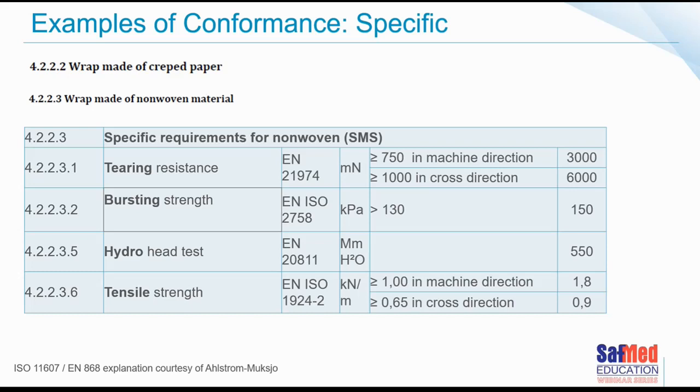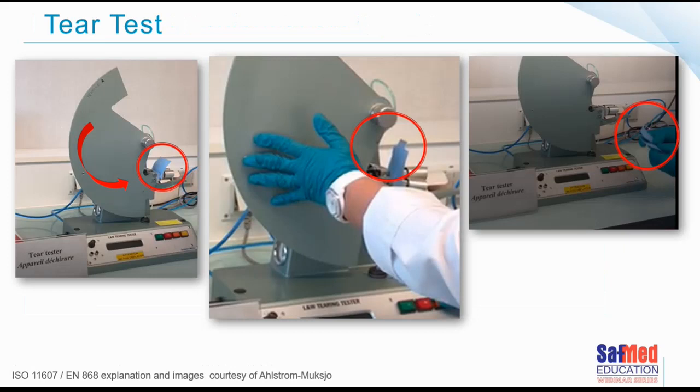Important aspects of the barrier material are its tear resistance, which is measured in different directions, the bursting strength, the hydro head test, and the tensile strength. It's important to know that the product you're using conforms. Here is an image of the tear test. Images supplied, as I had said, kindly from Alstrom, from a test lab facility in France.